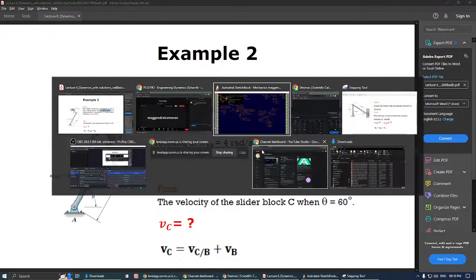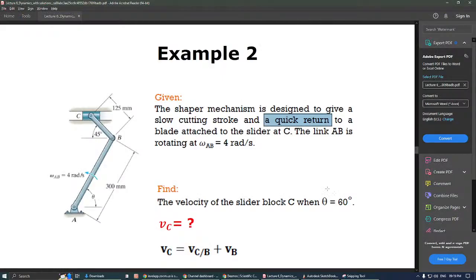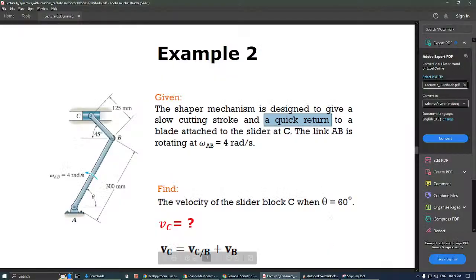Blade means I called it as a tool. So this tool he is calling it as blade. So the blade moves forward very slowly, but it moves back very fast. That is how the motion happens.